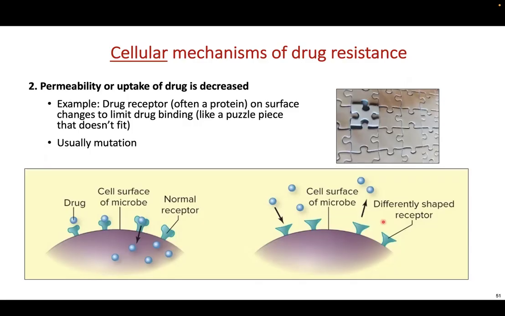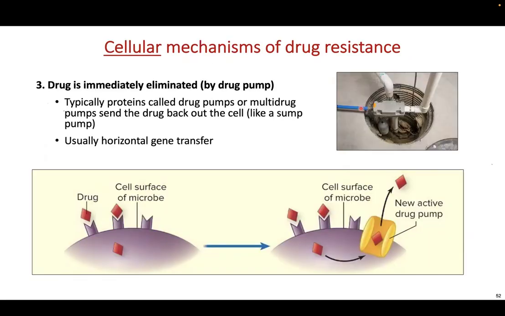So it's usually coming from mutations. Imagine this as a puzzle where there is a specific piece that is responsible for fitting a specific space, and then the bacteria just changes the shape of this piece. It means you can't put it back there again.